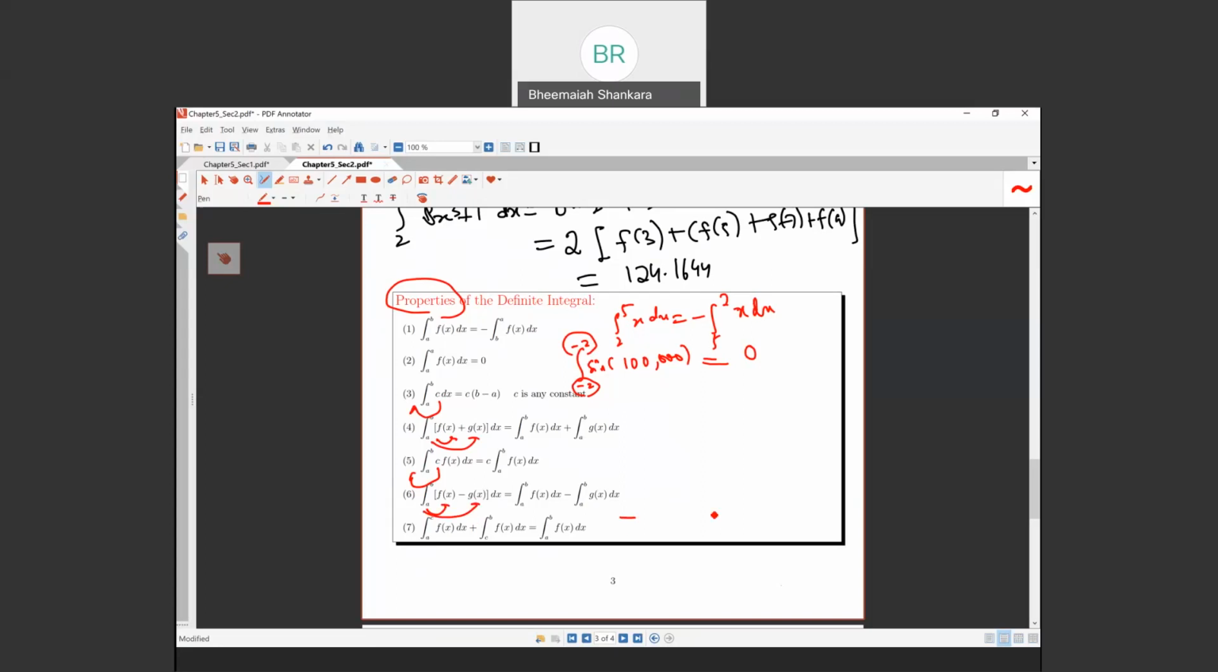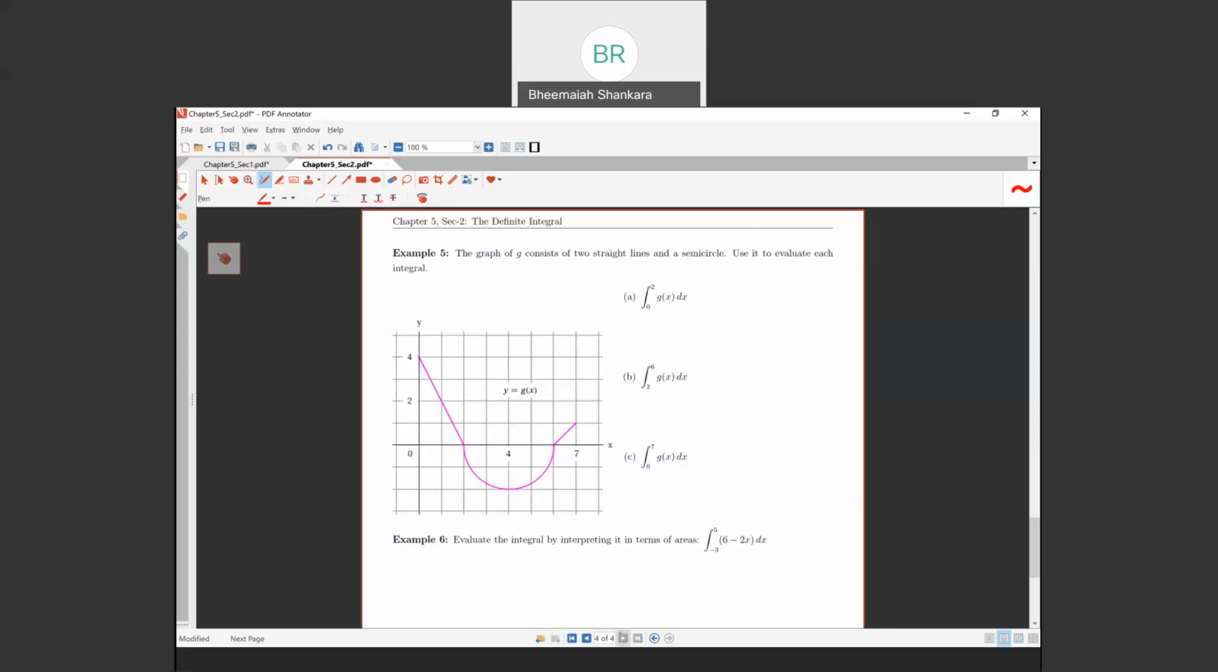And the last one, suppose I can split this number line as a to b and c. When you add the integral value from a to c and the integral value from c to b, all you get is the integral on the entire length, which is a to b. That's what this formula says. A to c and c to b, sum up, you get a to b. So let's do this graph problem.